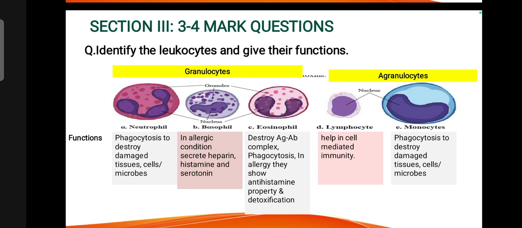Functions are given. Neutrophil: phagocytosis to destroy damaged tissues, cells, microbes. Basophil: in allergic condition secretes heparin, histamine and serotonin. Eosinophil: destroys antigen-antibody complex. Lymphocyte: helps in cell mediated immunity. Monocytes: phagocytosis to destroy damaged tissues, cells or microbes.